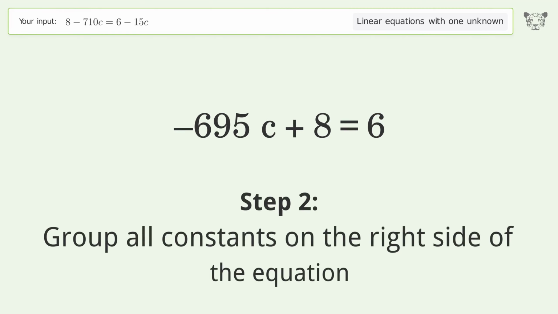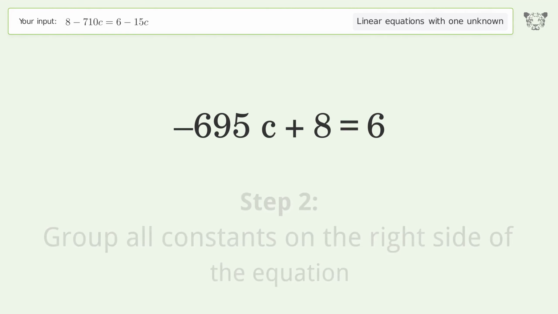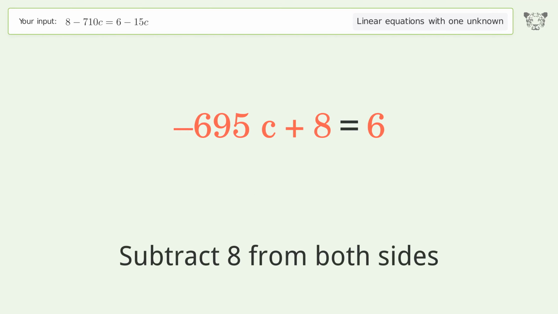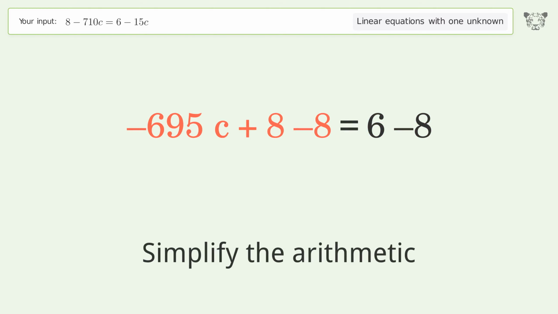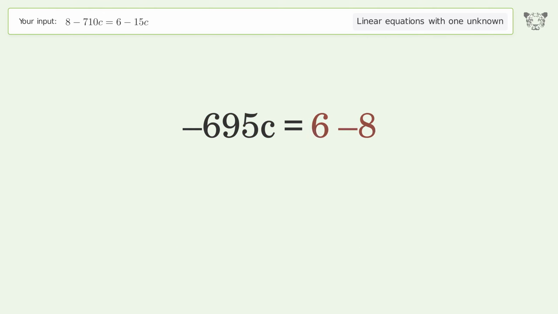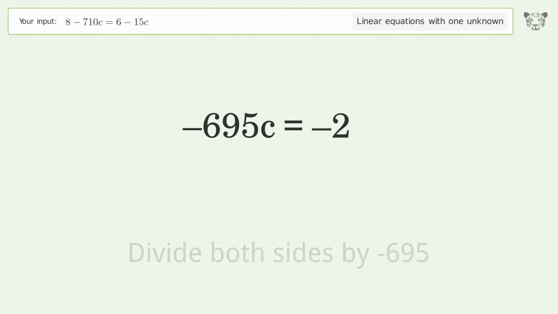Group all constants on the right side of the equation. Subtract 8 from both sides. Simplify the arithmetic. Isolate the c. Divide both sides by negative 695.